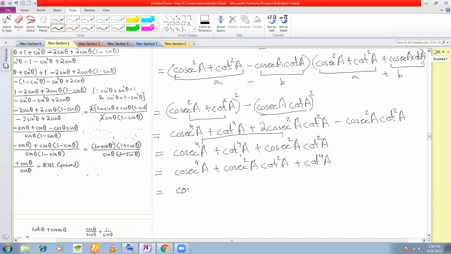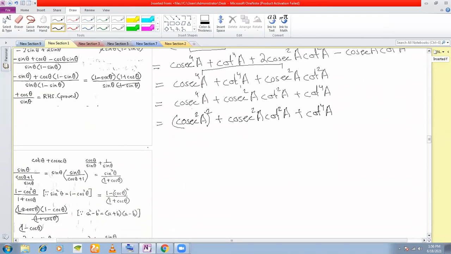What you do here is you write this as cosec square A whole square plus cosec square A cot square A plus cot to the power of 4A. Okay. So now cosec square A is 1 plus cot square A.